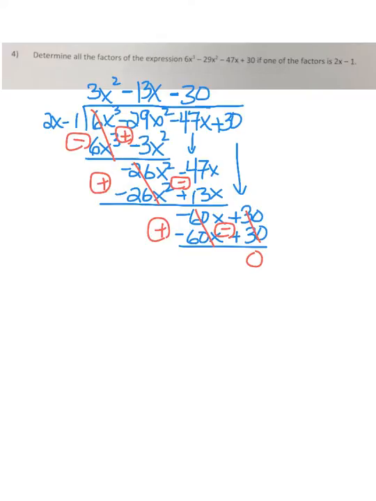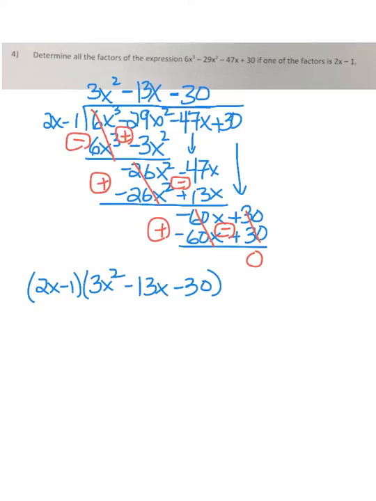Perfect. So we know then that 2x minus 1 is a factor, even though it did tell us that, but we know that it's a factor because we have no remainder. What we have here then is 2x minus 1 is one of the factors, that's what they gave us, and then what we just found out is 3x squared minus 13x minus 30, the quotient, is also a factor. However, that second factor here, this one right here, can be factored further. So we want to factor this further.